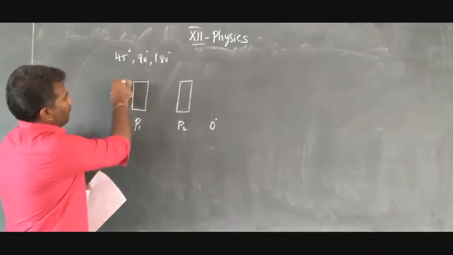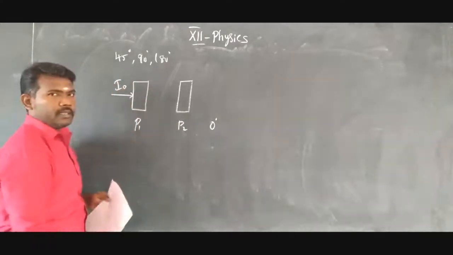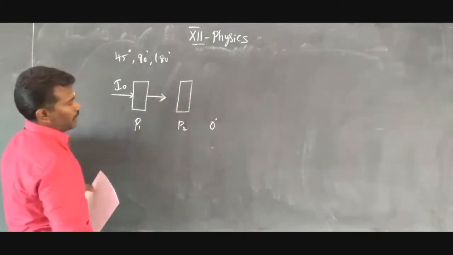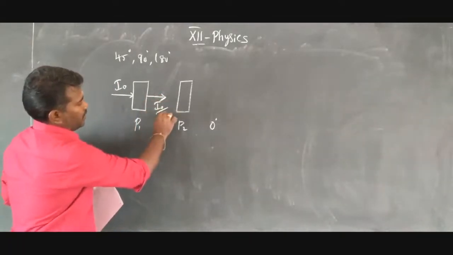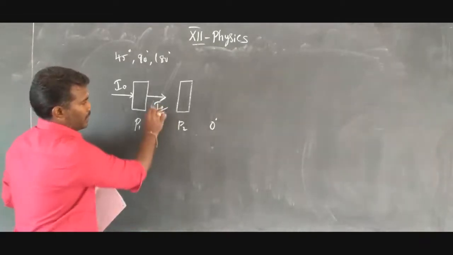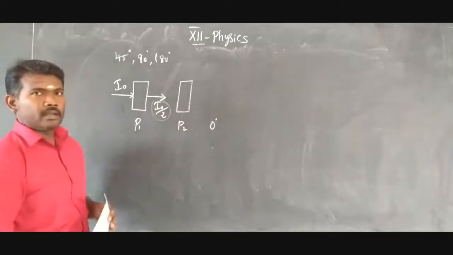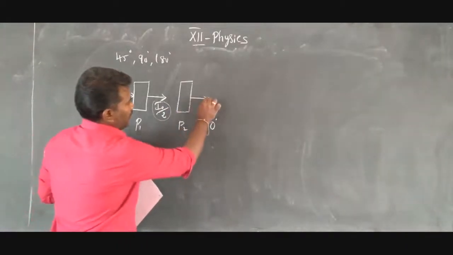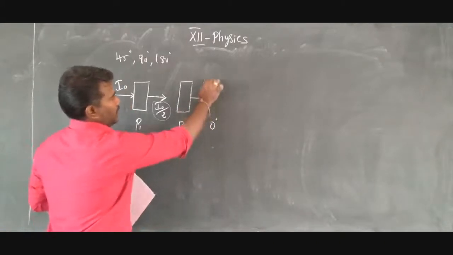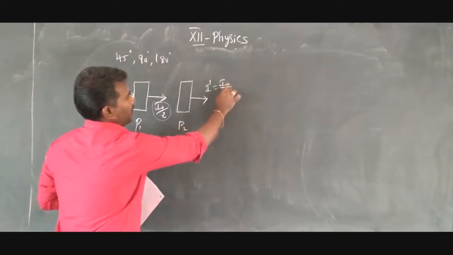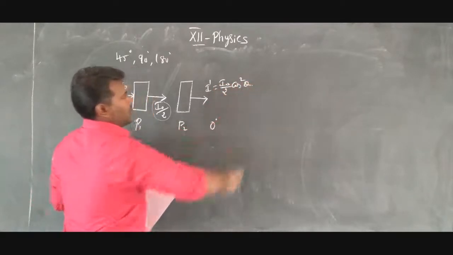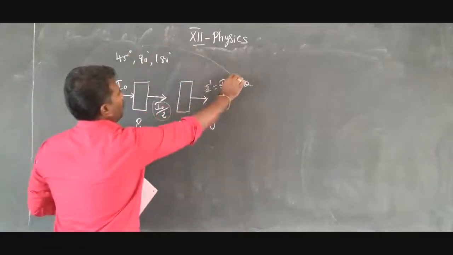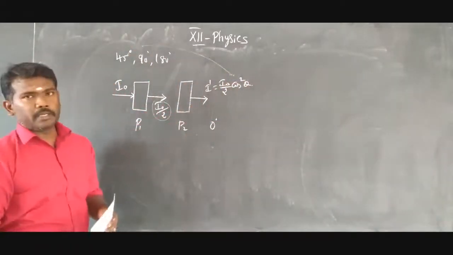If we consider I naught as the intensity of the incident light ray on the polaroid P1, the light emerging from the polaroid P1 has the intensity I naught divided by 2. I naught by 2 is the incident light intensity for the second polaroid P2. The emerging light ray from polaroid 2 is named I dash. I dash is equal to I naught divided by 2 cos square theta. So we are going to apply the theta value for three different cases: 45 degree first, 90 degree and 180 degree.